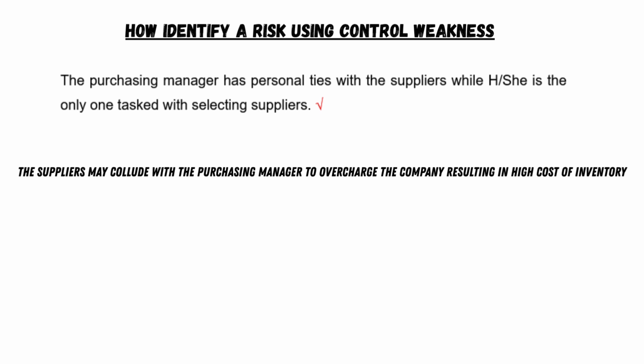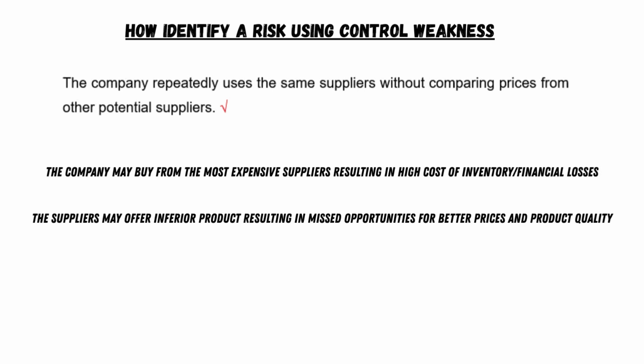So there are so many ways you can write such a risk. Another weakness that we've identified was that the company uses the same suppliers without comparing prices from other potential suppliers. We are selecting the same suppliers. We are not looking at comparing prices. So there is a risk that we might overspend on a supplier, resulting in a financial loss. Because what if the suppliers that we are using are the most expensive ones, but if we get 3 quotes from different suppliers, we can get the best price.